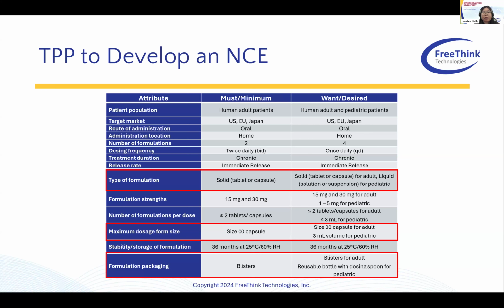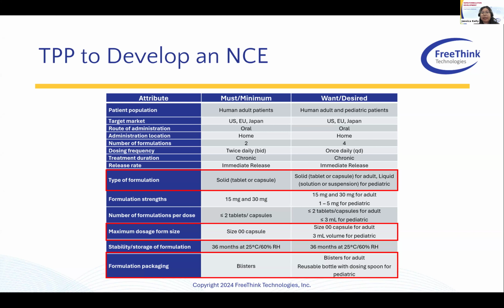So now, as we identified before, we want to develop a product for pediatric patients. So we must now consider what types of dosage forms and packaging are appropriate for that target population. So for example, an adult patient can swallow better than a pediatric patient. So in the type of formulation attribute, a solid dosage form like a tablet or a capsule is appropriate. However, pediatric patients would need a liquid formulation for swallowability. And again, for maximum dosage form size, we must consider what is appropriate for the patient population here. So we've chosen a size 00 capsule for the adult patient, but would like to develop a 3 milliliter volume dosage for the pediatric patients.